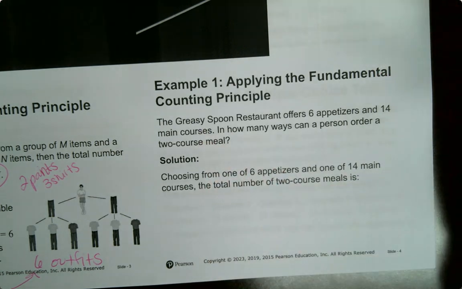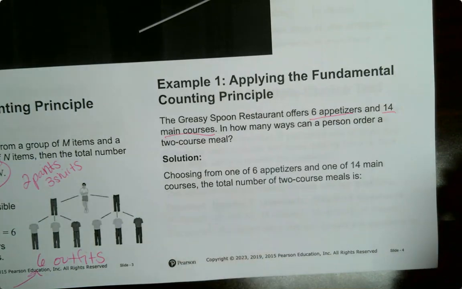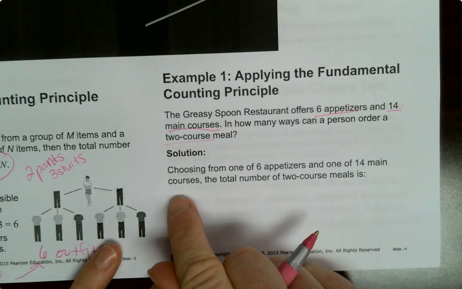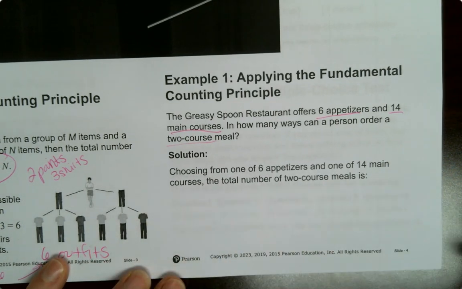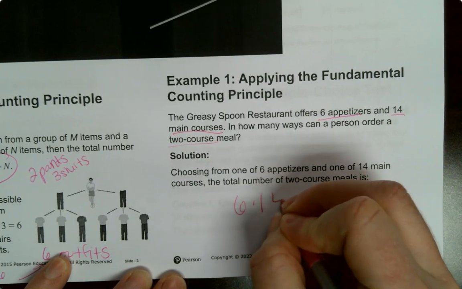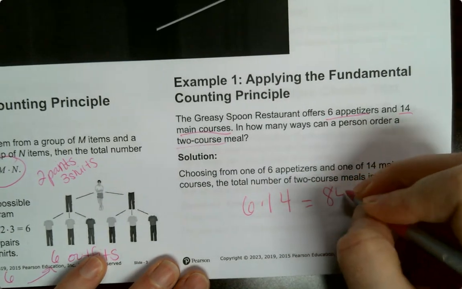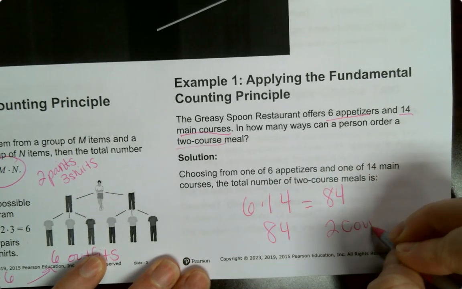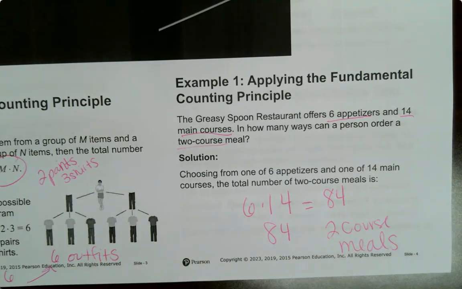The Greasy Spoon restaurant offers 6 appetizers and 14 main courses. How many ways can a person order a 2-course meal? So you could list them out, all your appetizers, and then 14 branches off of each of those, or you can just multiply it. Using your calculator, you should get 84. So 84 2-course meals.